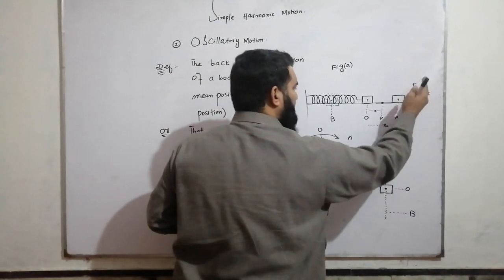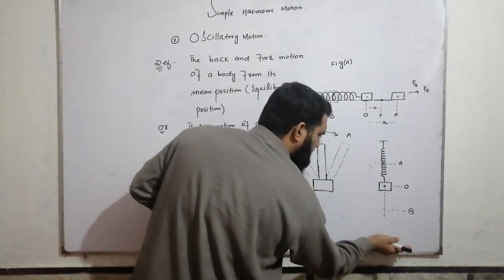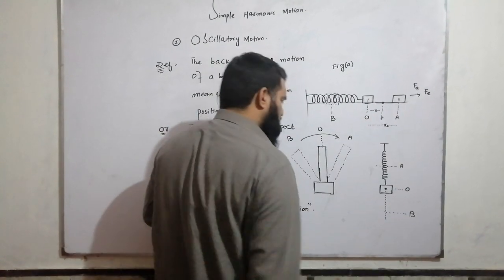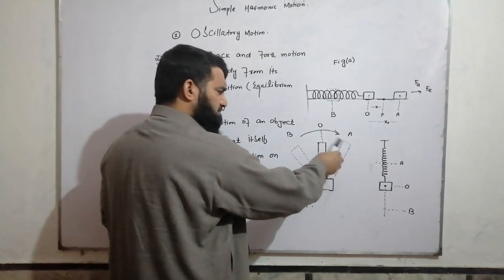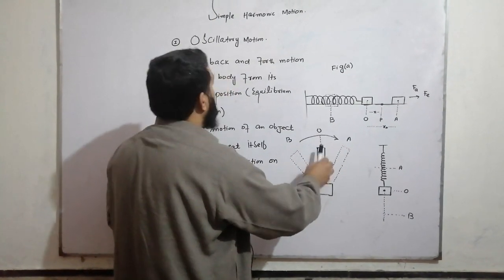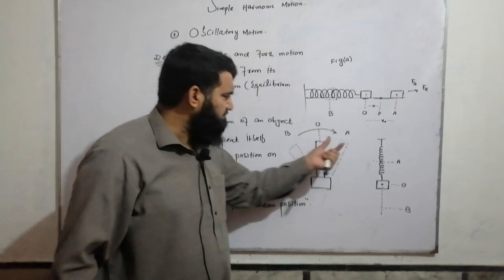This is horizontal direction. This is vertical direction from A to B and then from B to A. The motion of a steel strip is also an example of oscillatory motion.